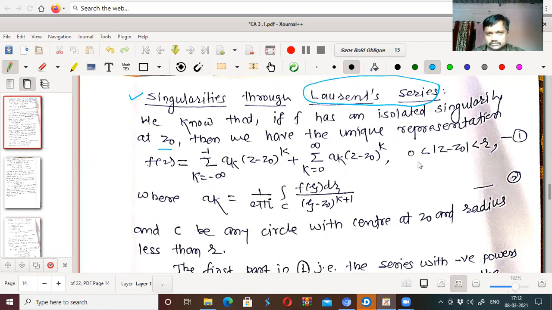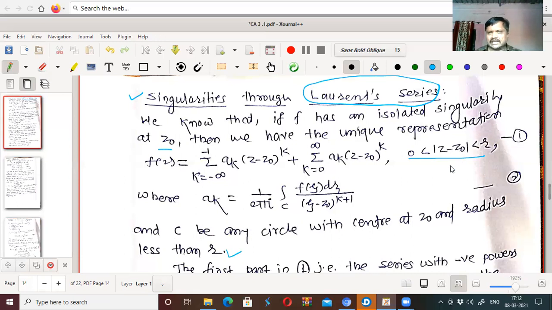In this region, and the region is 0 less than mod z minus z0 less than r, where ak is equal to 1 upon 2 pi i integral over C of f of xi upon xi minus z0 to the power k plus 1 with respect to xi. And C is any circle with center z0 and radius which is strictly less than r. That means that circle should again be inside this disk.